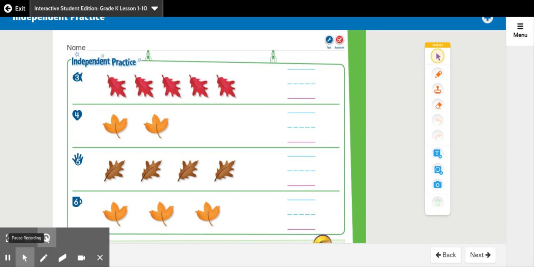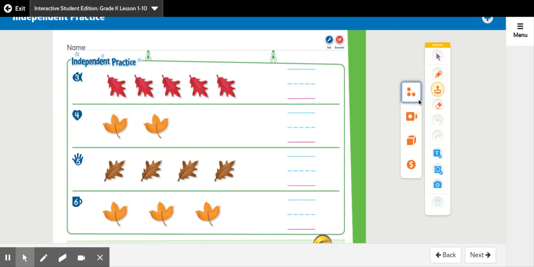Okay, we're going to do the same thing on this page, but we're looking at leaves. Okay, so get your counters. And remember, if you're at home, you can just draw dots instead of using counters. So I'm going to put 1 over the first one, another one over the second one, another one over the third one. Keep going. So let's count our counters. 1, 2, 3, 4, 5.